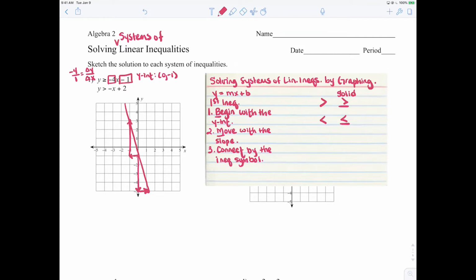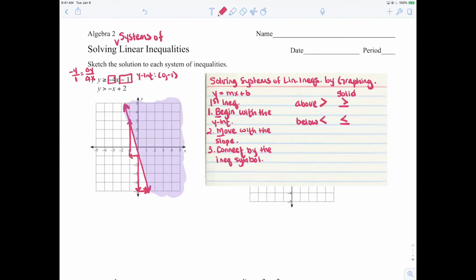I connect it with a solid line that will continue in both directions, and it is greater than, so we will shade above our line, because we are looking at a greater than. This is above, as opposed to a less than, which would be below. These are both greater than, except the next one is less than, or is not equal to, right?